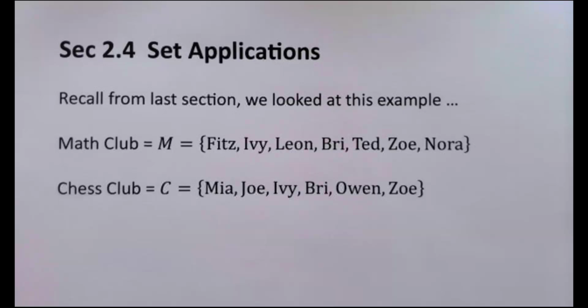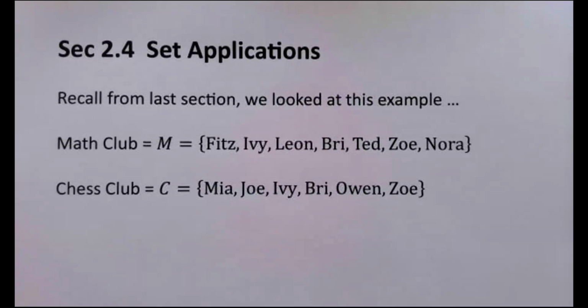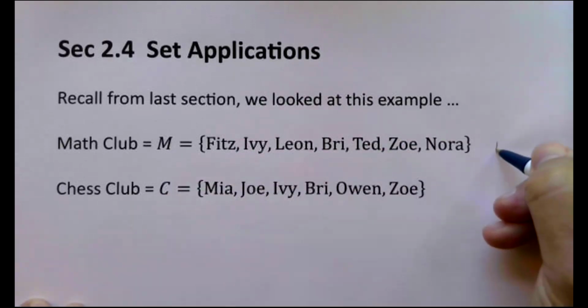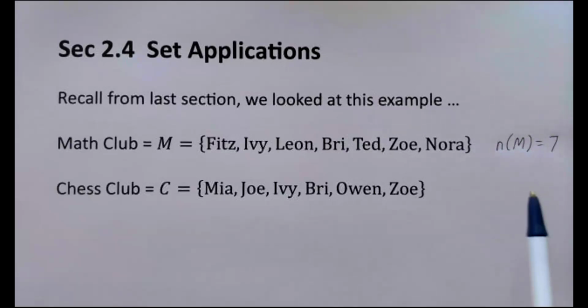Let's recall from last section, we were looking at a math club, chess club example, kind of similar to the baseball team, basketball team that we just talked about. And I just want to remind us kind of like what we saw last section. We were noticing that the math club had 7 people. 1, 2, 3, 4, 5, 6, 7. So we could say the number of people in the math club equals 7, or the cardinality of the math club equals 7. That's another way to say that.